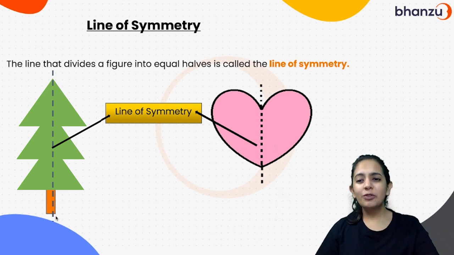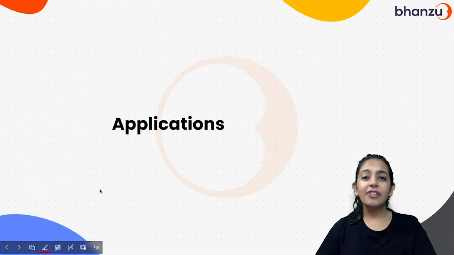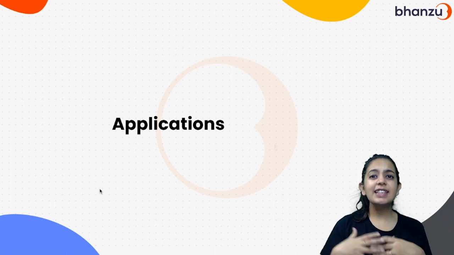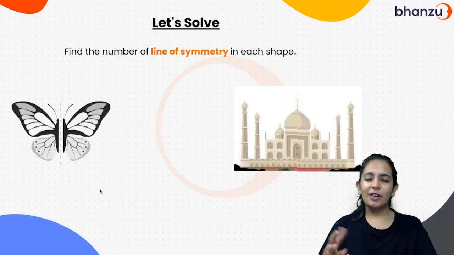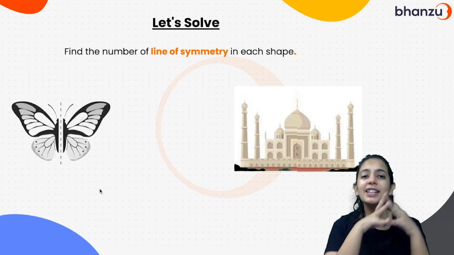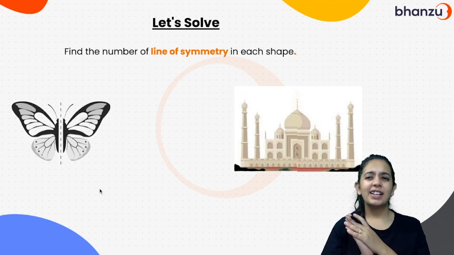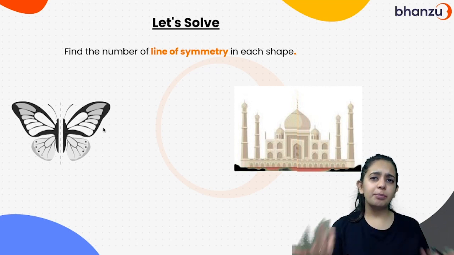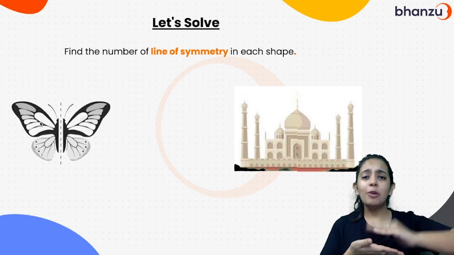Alright, now let's move forward and look at some of the real life applications of symmetry. Where in real life can we see symmetrical figures? Let's have a look. In how many ways can you fold this figure of butterfly and the image of Taj Mahal as well? So if we see in case of butterfly, can we fold it horizontally? No, right? The other two parts are not the same. So therefore, they won't overlap onto each other.